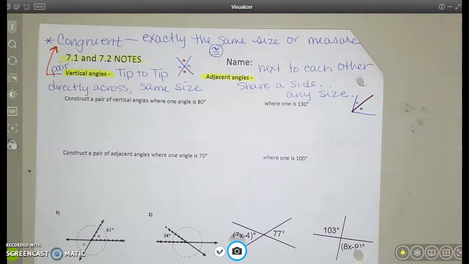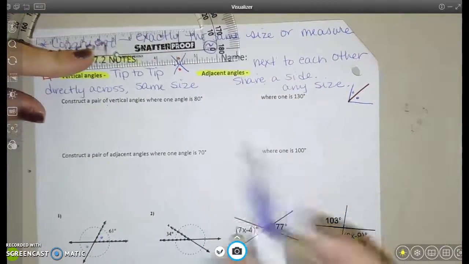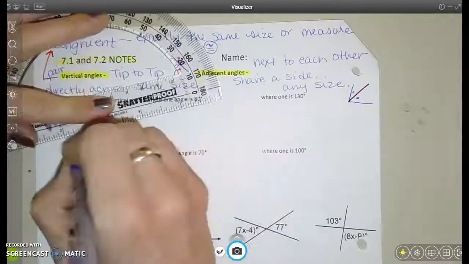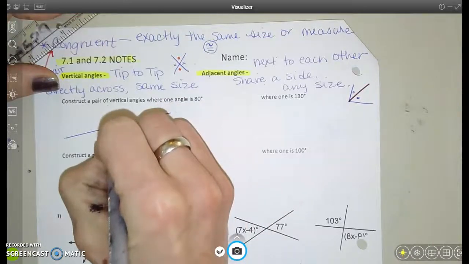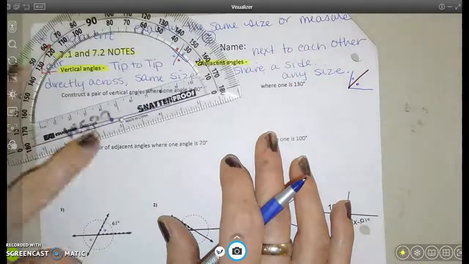I'm going to quickly go through some examples of constructing some different angles. Pause where you need to so that everybody can catch up. But like we said yesterday, you always start with a line. So I'm going to use my protractor to make a line. And I'm going to put a vertical angle on it. And this first one says, construct a pair of vertical angles where one angle is 80 degrees. So I need to draw 80 degrees.